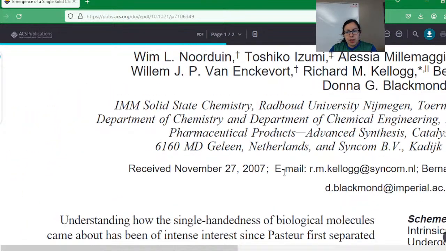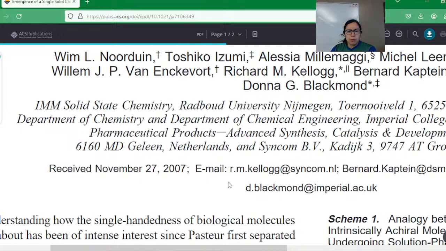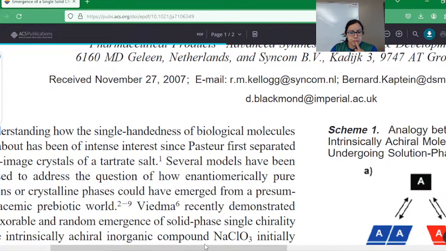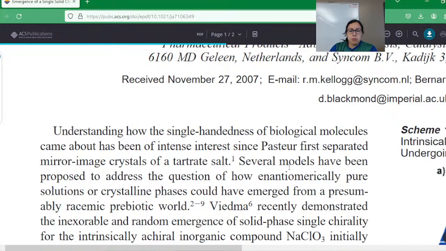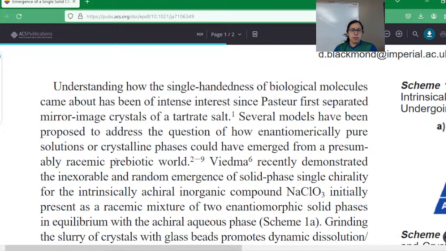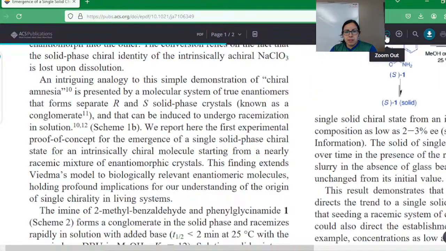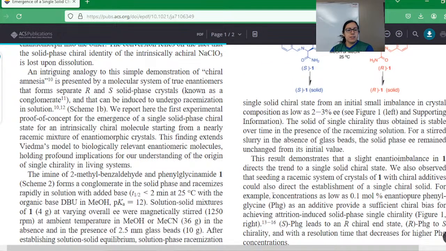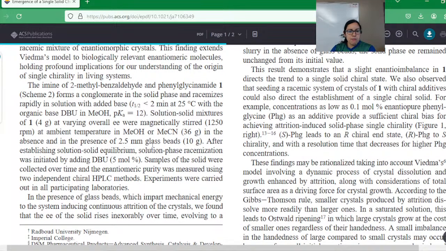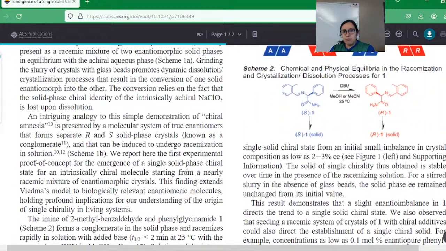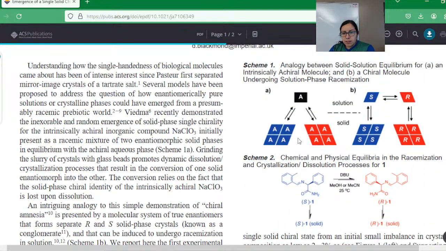This paper is just one of the earlier ones that I'm familiar with. It's now from 2007, so a little older. Basically, they're trying to see how we could have one chirality in an assumably racemic prebiotic world, with probably no or achiral mixtures. So how do you go from achiral to chiral? I'll summarize this paper: let's say you stir them forever, and then what if you have selective crystallization? That's what they're saying happens.